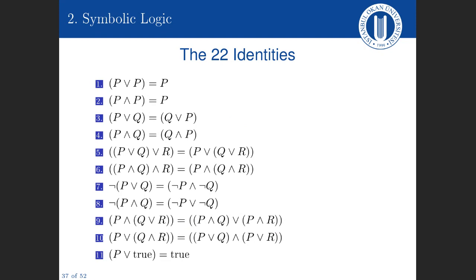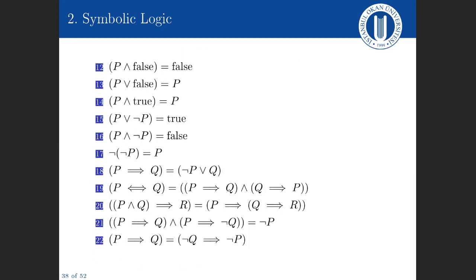Line 11 is quite straightforward. P or true. By true, I mean a proposition which is always true. On the left side, if P is true, we have true or true, which is true. If P is false, we have false or true, which is true. This is always true, so P or true must be true. 12, 13, and 14 I'm going to leave for you to think about.